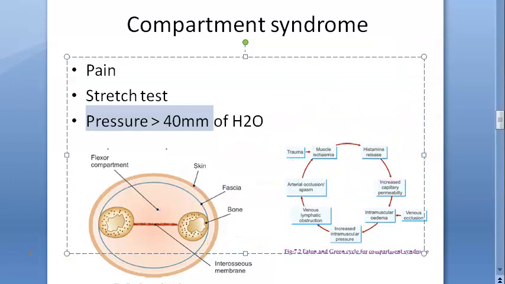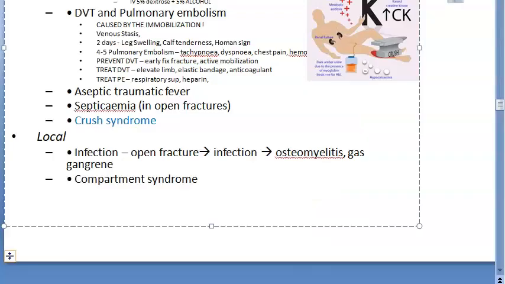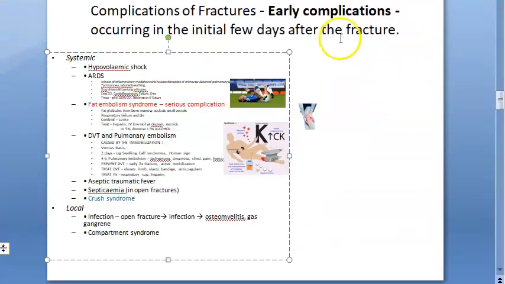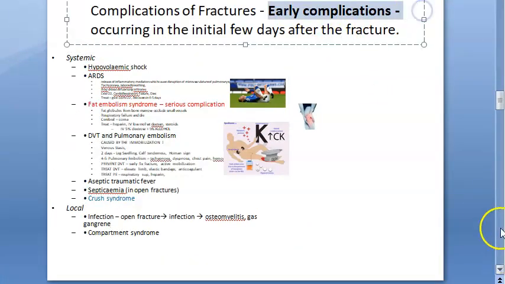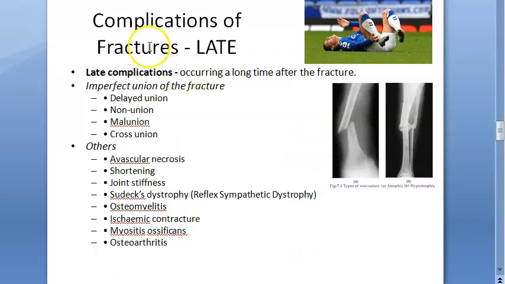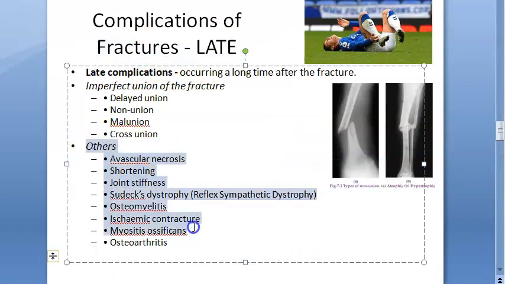Guys, you are done with the local complications, infection and compartment syndrome. Now, let us move on to the late complications. Late complications of fracture, that is local ones we are looking at. All these are local, so there are so many more to look at. You have to look at delayed union, non-union, malunion, cross-union. You have to look at avascular necrosis, shortening, joint stiffness, Sudeck's dystrophy, ischemic contracture, myositis ossificans. All this you have to look at still.